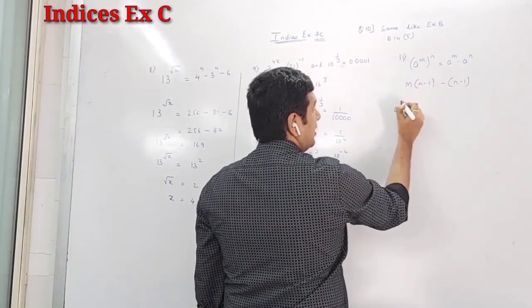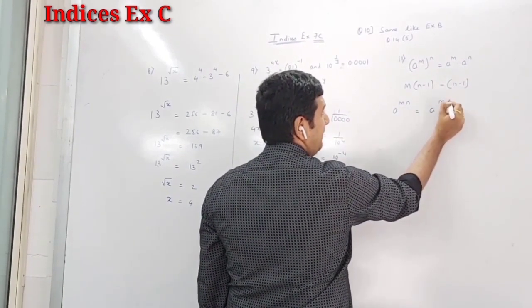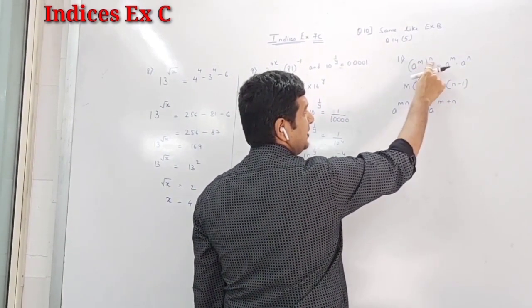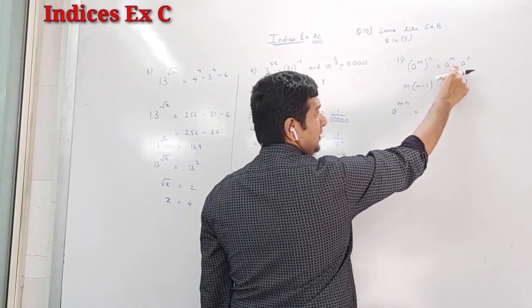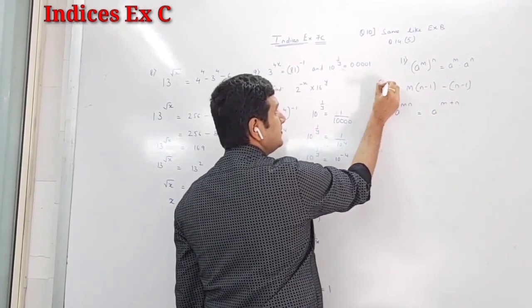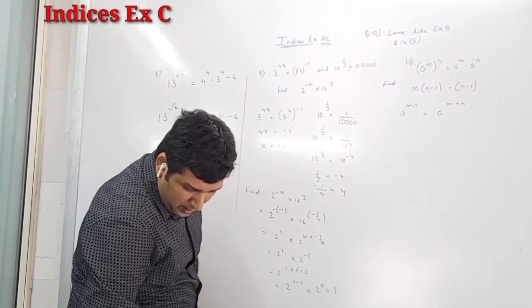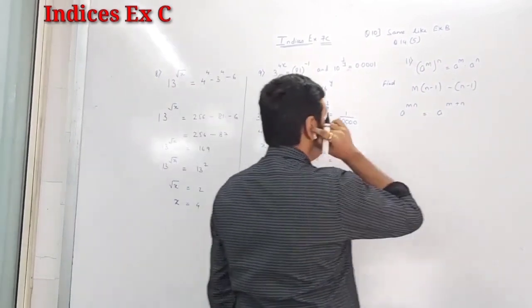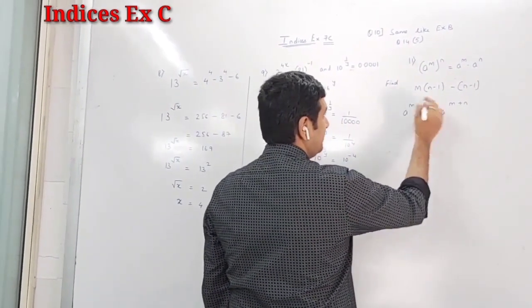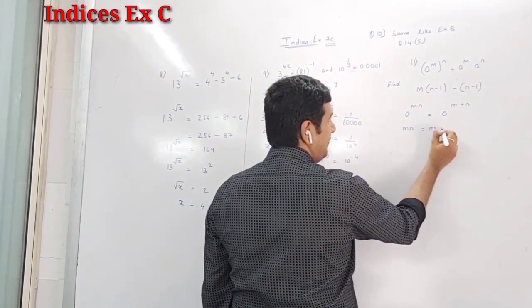a raised to m into a raised to n is a raised to m plus n. Obviously, as these are multiplying here, it's multiplication and the powers. What you have to find is the value of this: m bracket n minus 1 minus n bracket m minus 1. Now students, here just see how we can make it easier. Bases are same. So mn equals to m plus n.